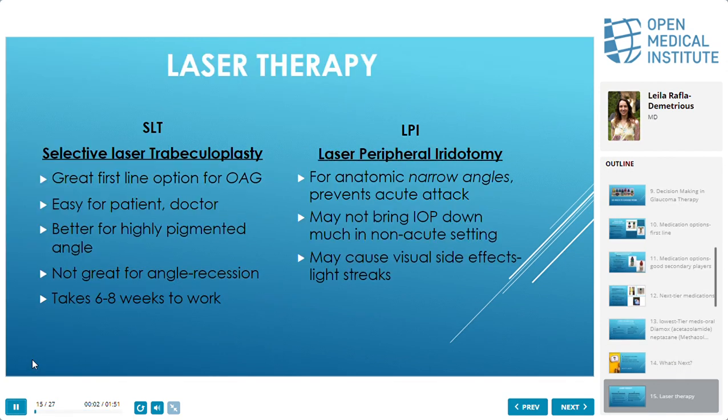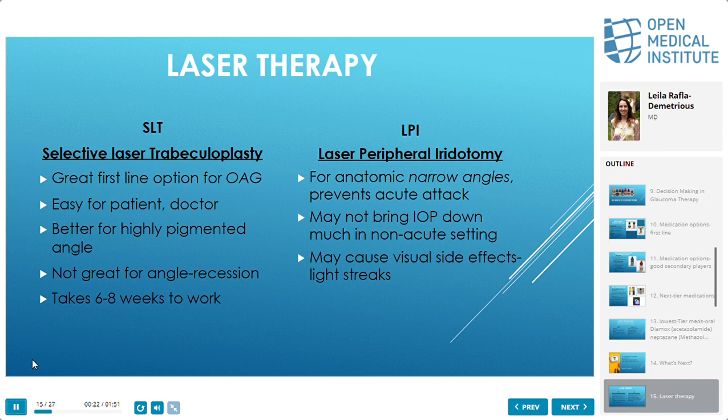So, of course, adding another bottle of medication increases the chance that they're not going to use it, and also increases the cost and the convenience, and also their side effects. So I'm going to really try to push laser right now. So in her case, we're going to talk about selective laser trabeculoplasty, which is done for open angles.